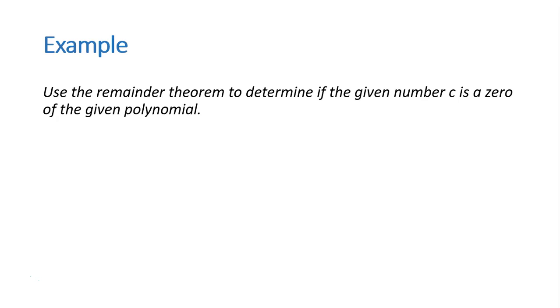We want to use the remainder theorem, in other words, that rule that if the remainder is 0, something is a 0, to determine if the number we're given is a 0 of the polynomial we're given. So here's our polynomial, and we're given the number c equals 4 to check. So we want to see if the number 4 is a 0 of this polynomial. In other words, if we were to graph this polynomial, is 4 going to be one of our x-intercepts? That's what we want to determine.